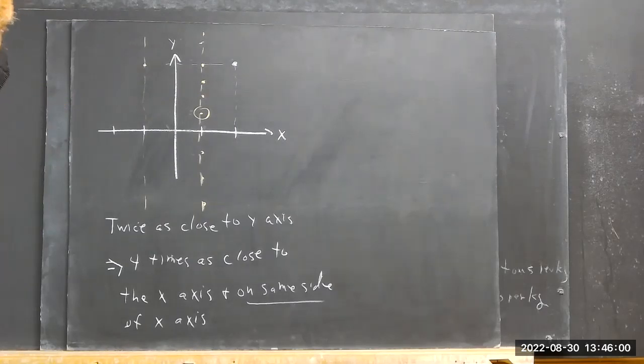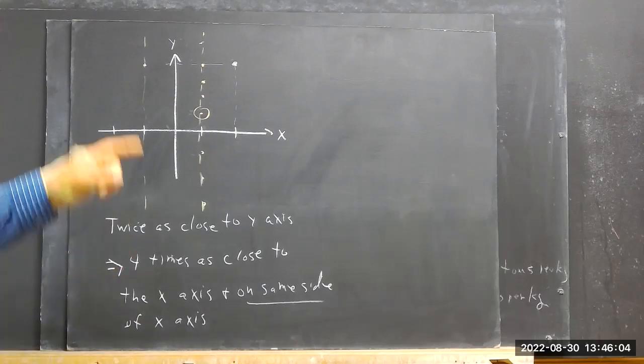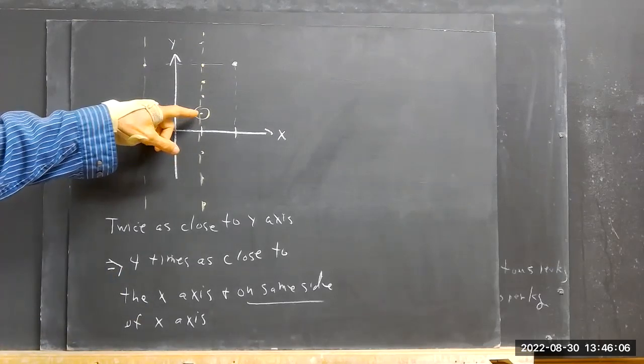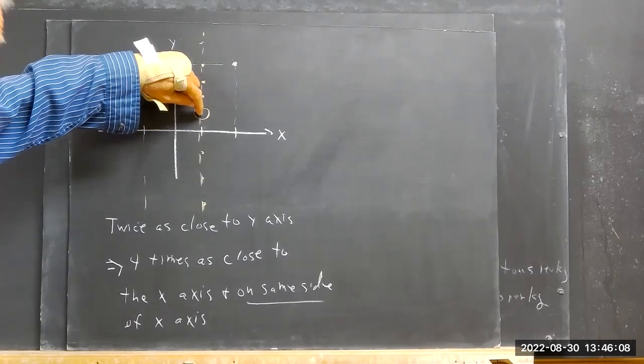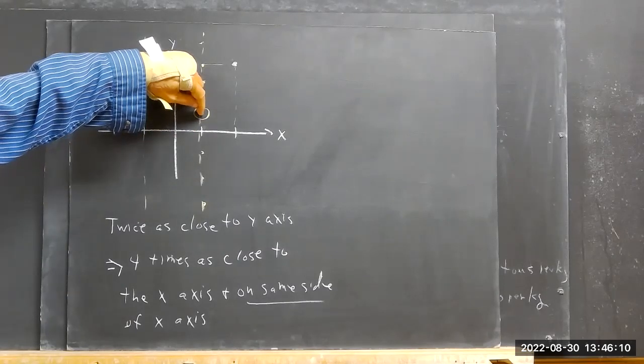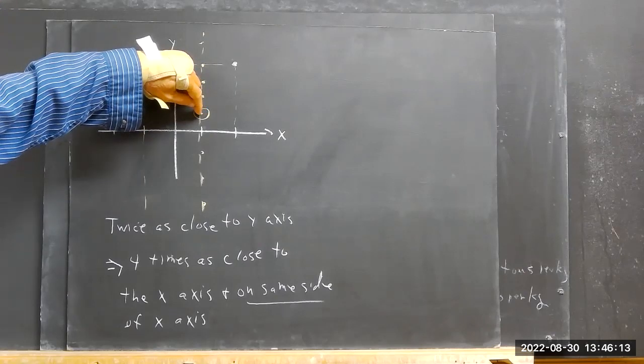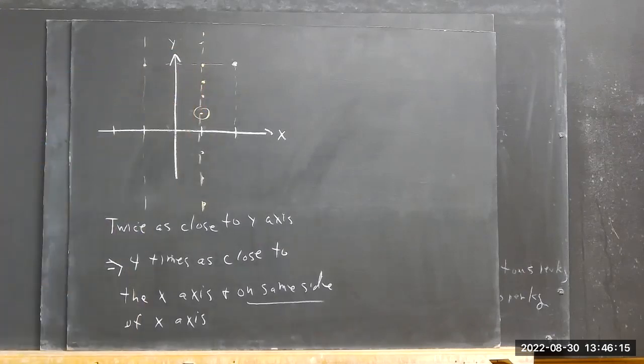Okay, can you show me a point that's twice as close to the x-axis as this one? That's twice as close to the y-axis as this one, and 4 times as close to the x-axis.